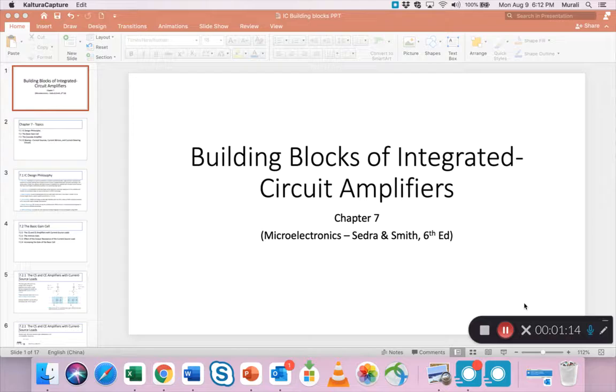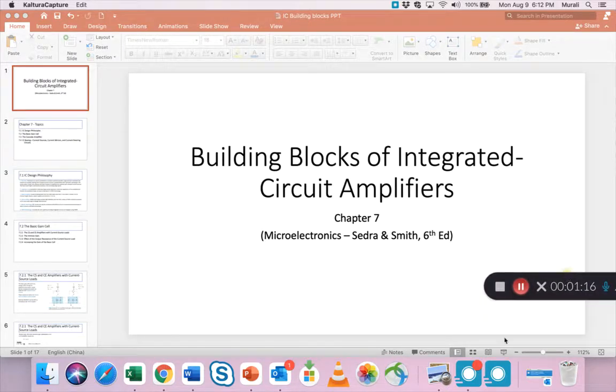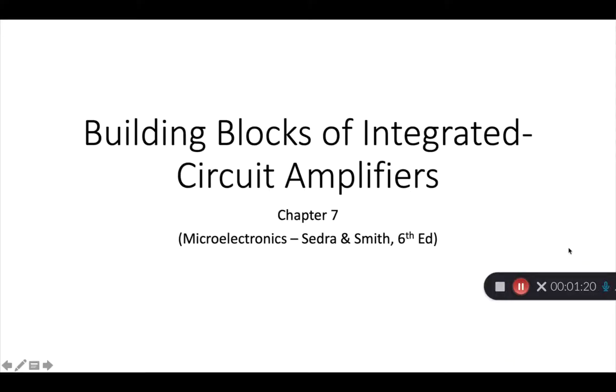All right, let me expand this to full screen and proceed. So chapter 7, we start looking at integrated circuits and circuit amplifiers. That means the actual chips.